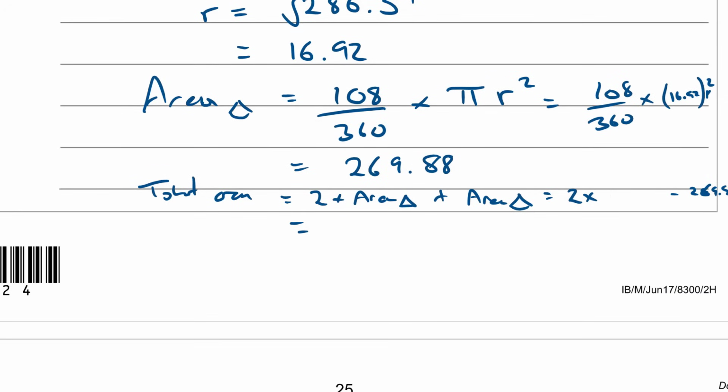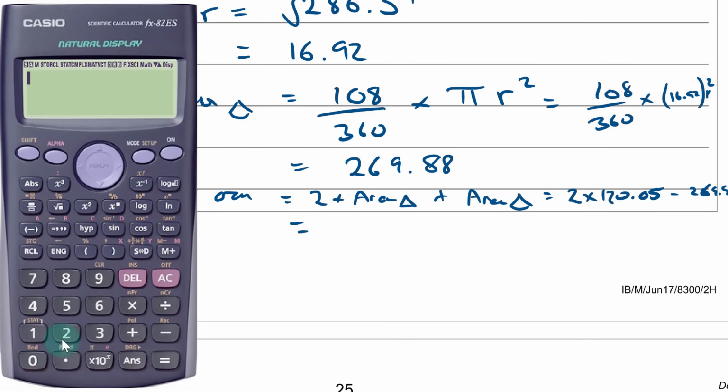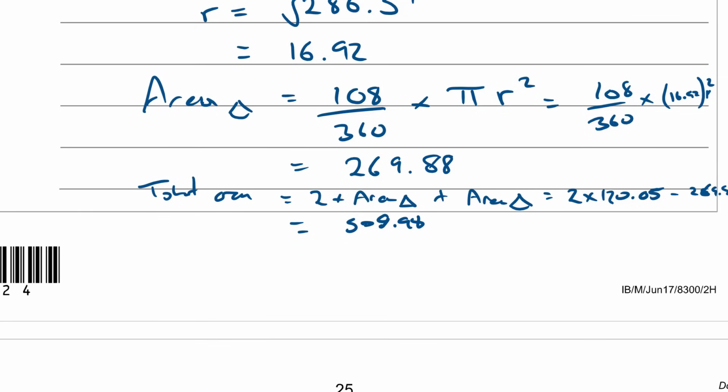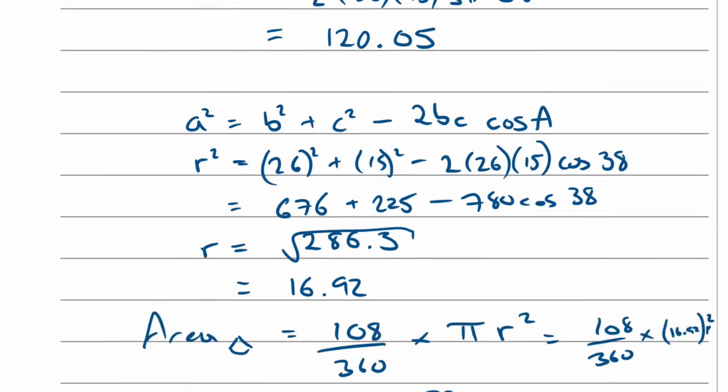Now luckily that doesn't change any of my other answers all the way down to this point here. That one there should be 120.05. So let's just type that in again. 2 times 120.05 plus 269.88. Oh, that's much better. That gives me 509.98, which definitely does round off to 510 to two significant figures. Okay, so what's the units? Centimetres squared, isn't it?